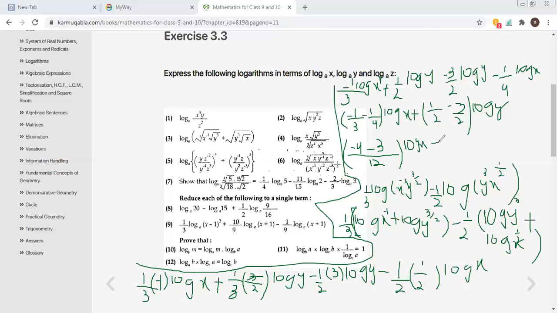And here you can see that the denominators are the same, so the LCM will be 2, and 1 minus 3, and log of y.